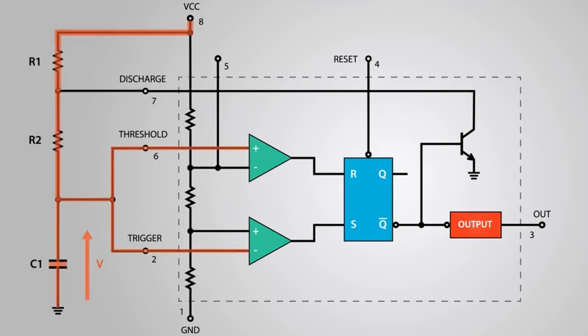Initially, the voltage source will start charging the capacitor through the resistors R1 and R2. While charging, the trigger comparator will output 1 because the input voltage at the trigger pin is still lower than 1/3 of the supplied voltage.